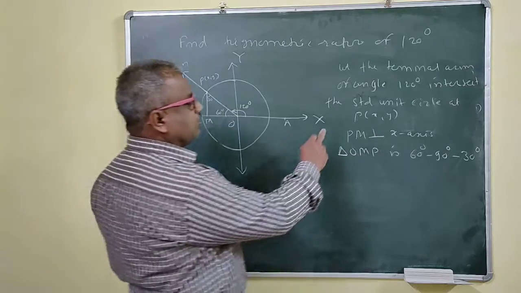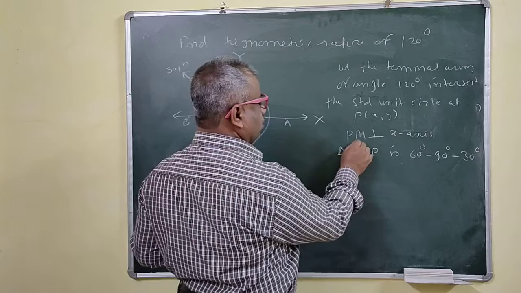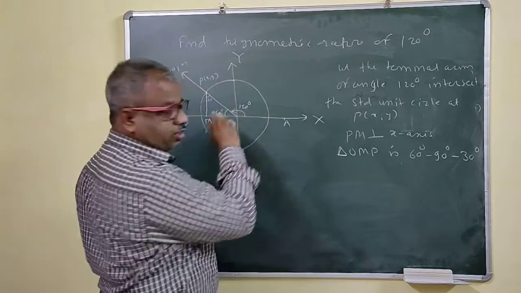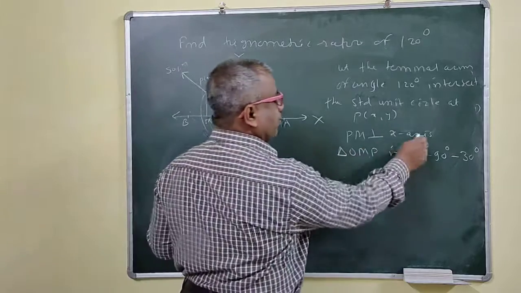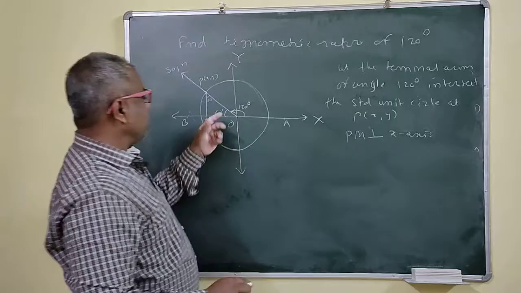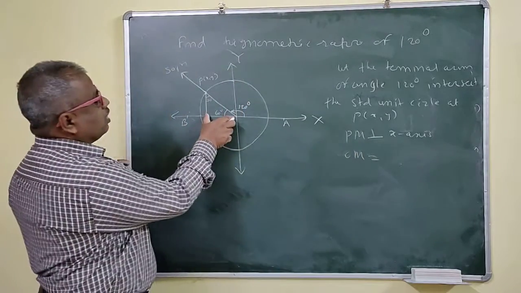Okay, so here actually first we write this, what? Draw PM perpendicular to x axis. Then what here? First we write the length. Here perpendicular, then we write this. First we write PM perpendicular to x axis. Then your OM is what?